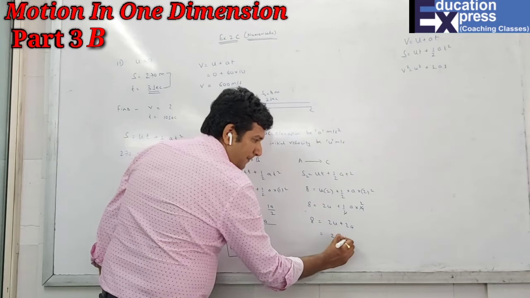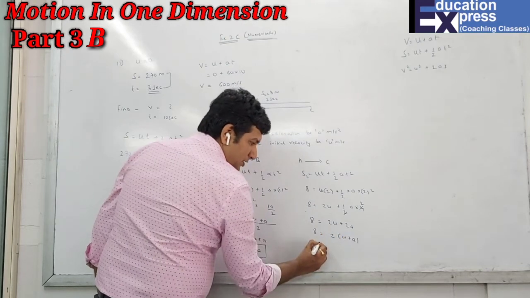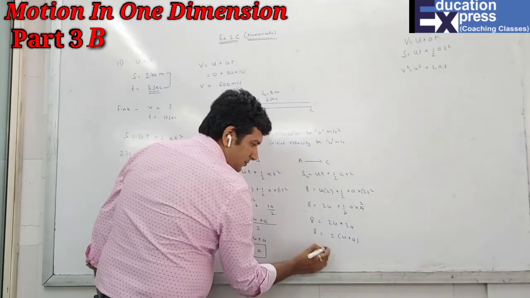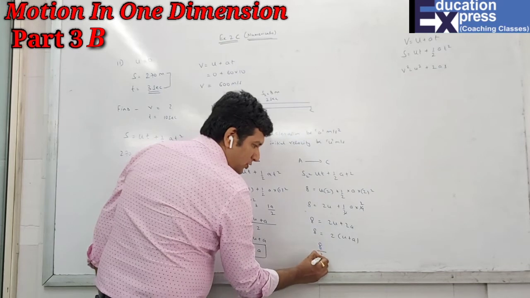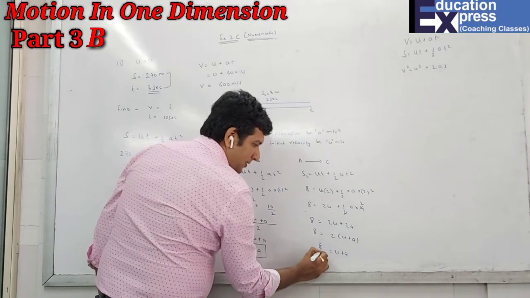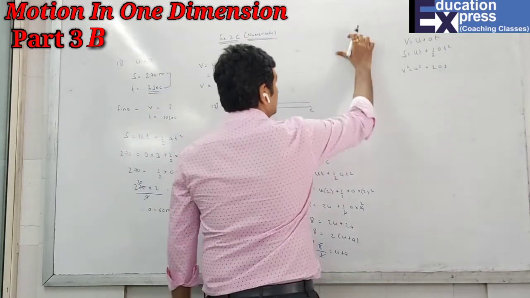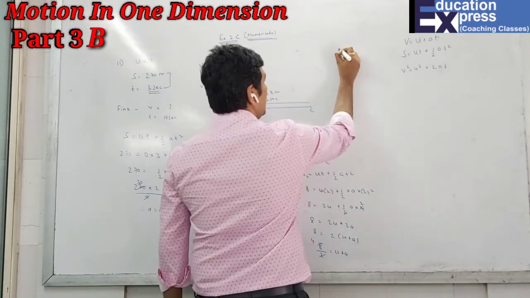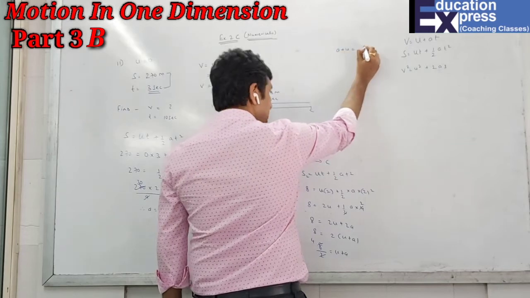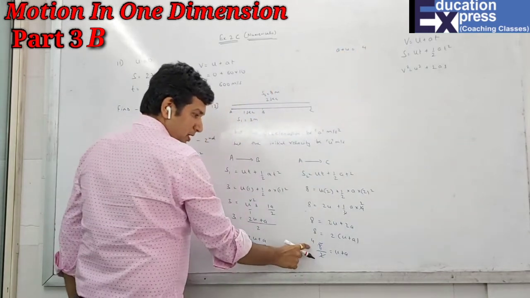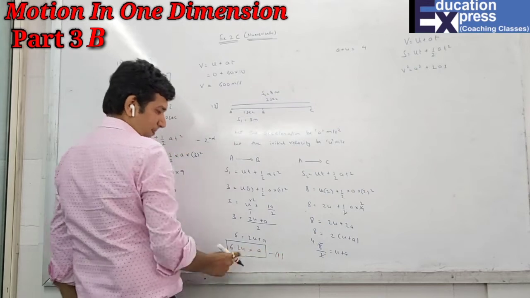2 you can take common. So 8 upon 2 is u + a. That means now you can see, students, that a + u is 4. So from 1, what is the value of a?